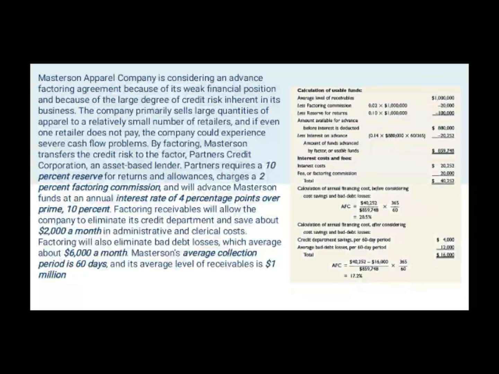And now if we consider the cost savings and bad debt losses, we'll just add them. That is credit department savings of $4,000 and average bad debt losses of $12,000. So the total is $16,000. So now in computing the annual financing cost, $40,252 minus $16,000 over the usable funds of $859,748 multiplied by 365 over average collection period, which is 60 days. So our AFC is 17.2%.